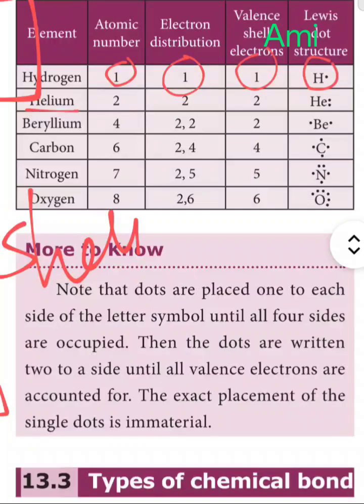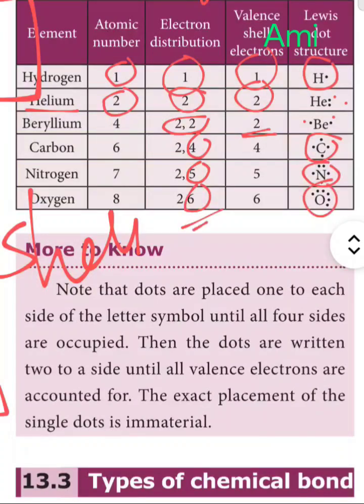In the case of helium, which is a noble gas, the atomic number is 2. The electron distribution and valence shell is 2, so you will put 2 dots there. Beryllium has a 2, 2 configuration, but you will consider only the outer shell. In the outer shell you have only 2 electrons, so 2 dots will be there. Similarly for carbon, you show the outer shell dots. Only the valence shell or outer shell electrons should be considered for drawing the Lewis dot structure.